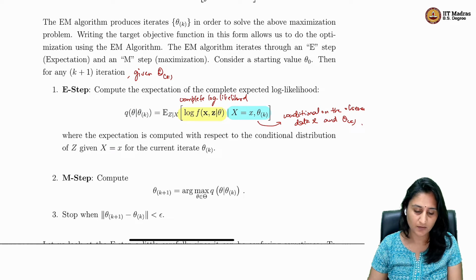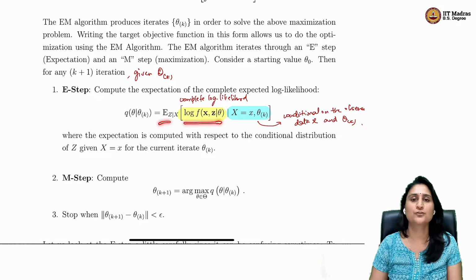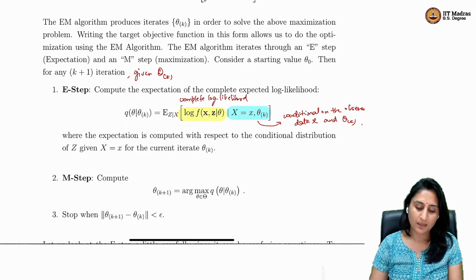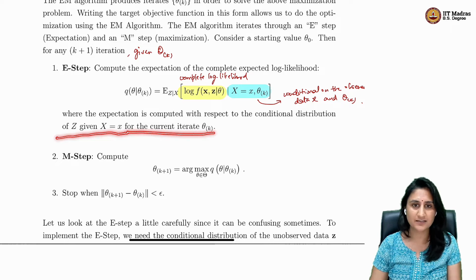Okay. Now, what is it? It is again the expectation of the log of the joint distribution, or the log of the complete likelihood, given the current data and theta k, right? The current value. So the expectation is computed with respect to the conditional distribution of z given x equals small x, our observed data, and the current theta.